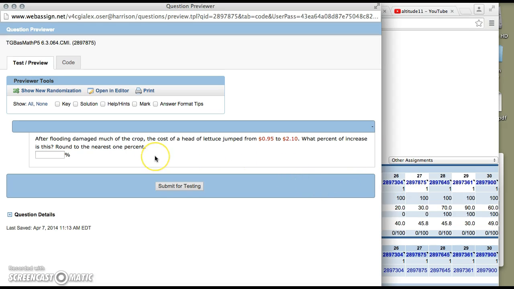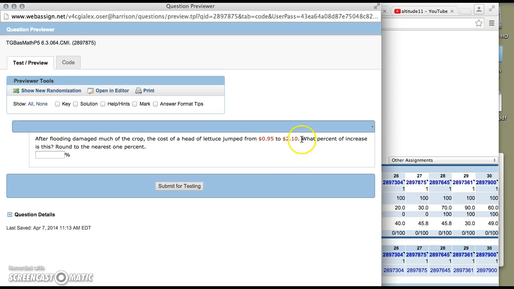Okay, so the problem first. It says, after flooding damaged much of the crop, the cost of a head of lettuce jumped from 95 cents to $2.10. Wow, that is a big jump. You're already paying double what you had to. Anyhow, it says, what percent of increase is this? Round to the nearest 1%.